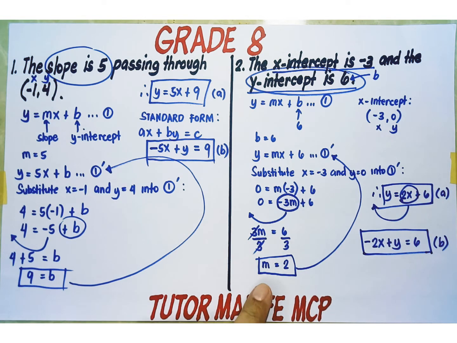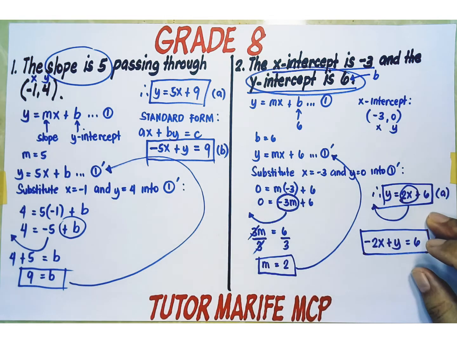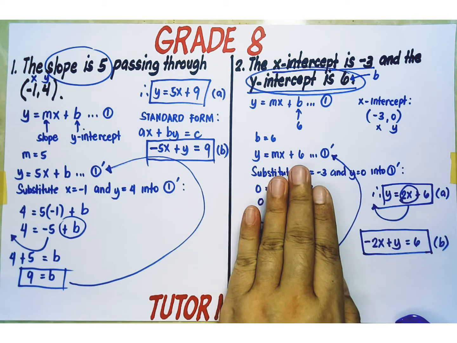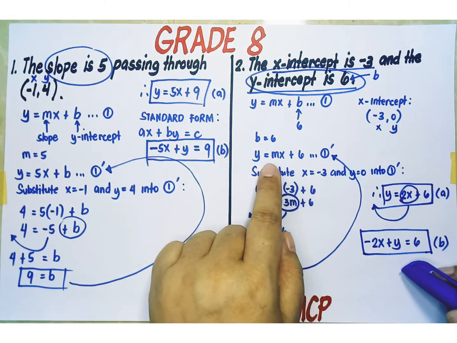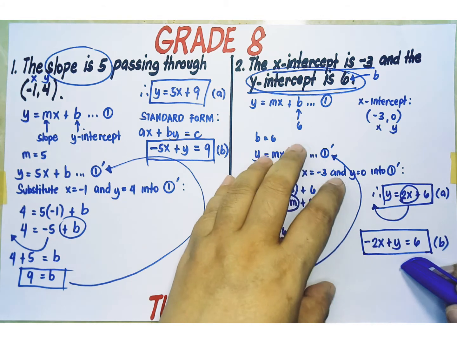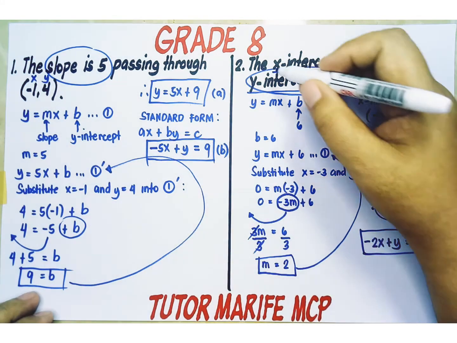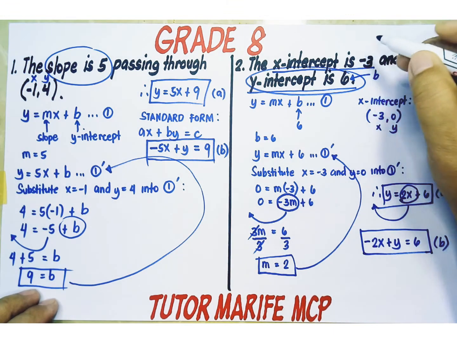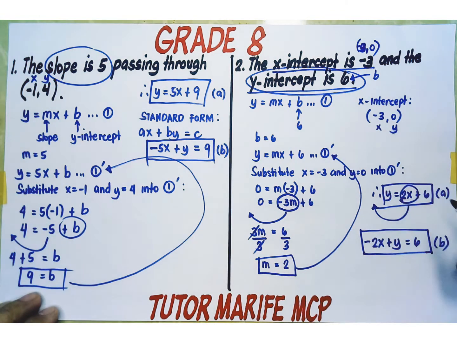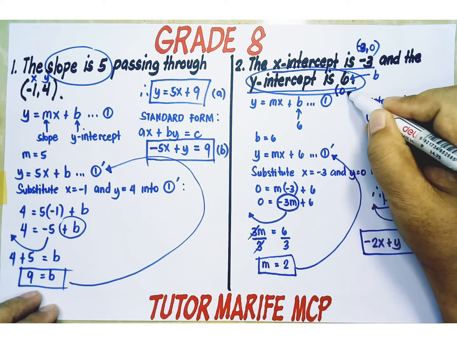Okay? There's another way of solving for m. After getting equation 1 prime, y equals mx plus 6, the remaining problem is m. So this is one way of solving for m: you plug in x equals -3 and y equals 0 into equation 1 prime and you can solve for m. Another way is using the slope formula to find m. The x-intercept is -3, which means -3, 0. The y-intercept is 6, so the line passes through 0, 6.